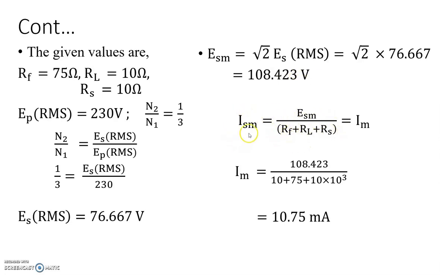So you know the ESM and you know all the resistor values. You find the ISM, which is equal to IM. So IM is equal to 108.423 divided by (10 plus 75 plus 10 into 10 power 3). That is equal to 10.75 milliamperes. So Im is 10.75 milliamperes.